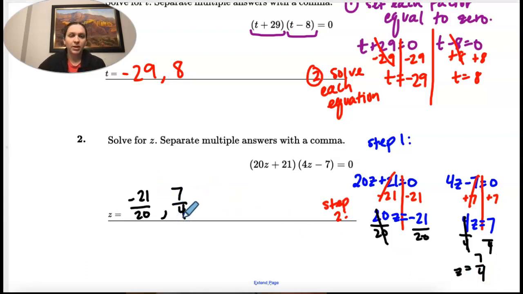And those would be my 2 answers. And just make sure when you type them in, you put in a fraction and then separate with a comma.